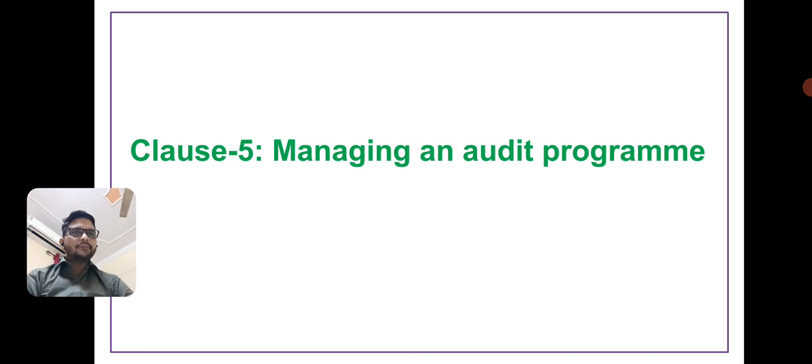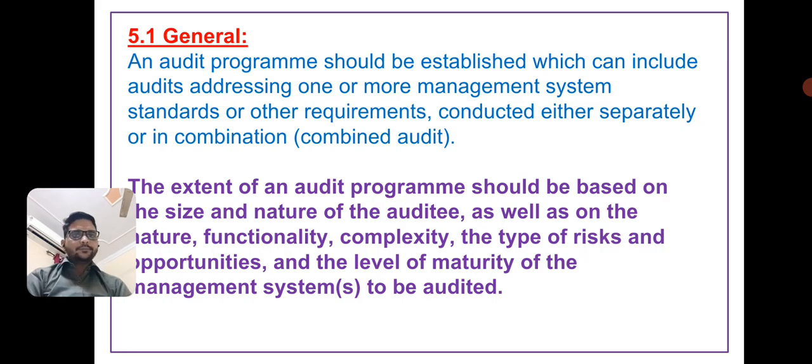Next clause is managing an audit program. First, in the fifth clause, the first subclause is 5.1, the general requirements of managing an audit program. An audit program should be established, which can include audits addressing one or more management system standards or other requirements, conducted either separately or in combination, that is, a combined audit. The extent of the audit program should be based on the size and nature of the auditee, as well as the nature, functionality, complexity, type of risk and opportunity, and level of maturity of the management system.